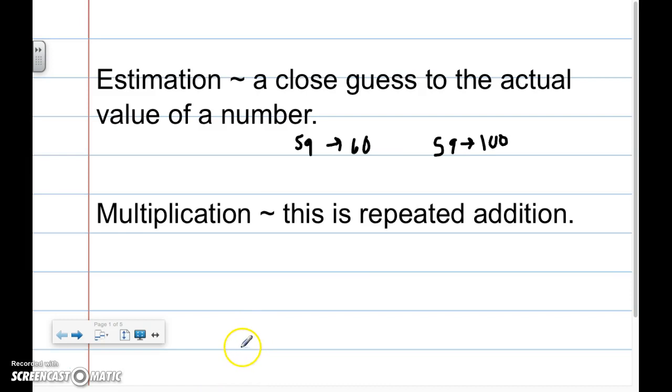Multiplication, this is repeated addition. So write these down and then make sure that you come up with an example and a non-example for multiplication.